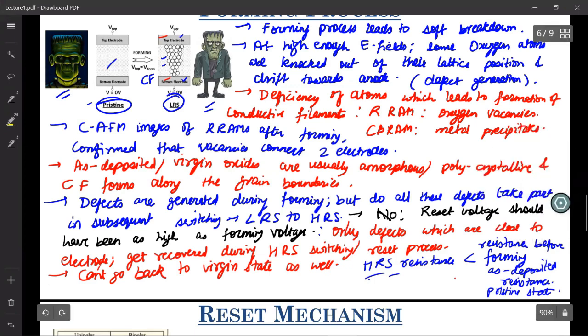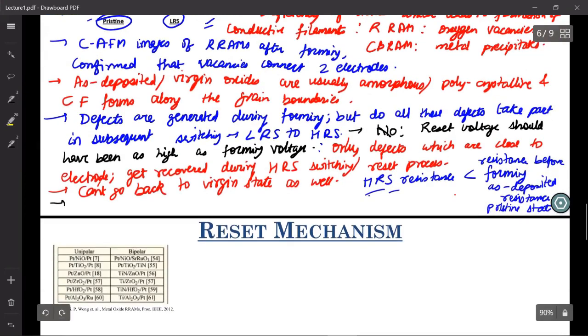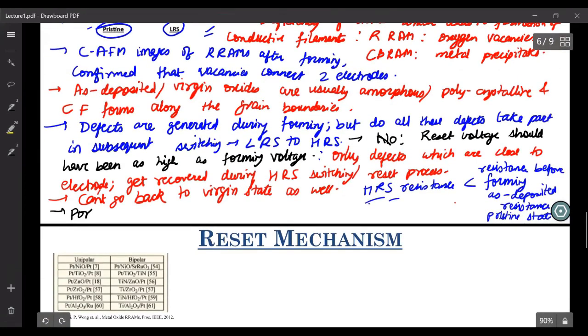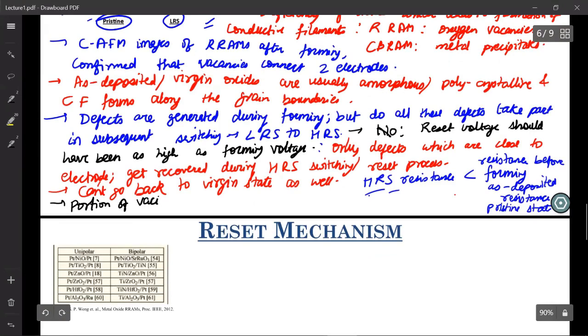And apart from that, since not all of these oxygen vacancies can be recombined, let me write that the portion of vacancies which do not recombine tend to act like virtual electrodes.